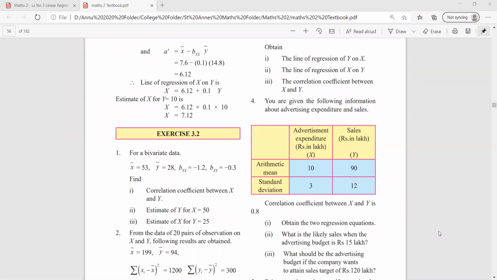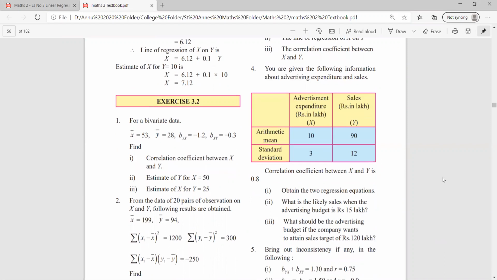So I hope you all have gone through the video which I had put yesterday. That is, we started yesterday with exercise 3.2 and I also gave you some of the important properties and formulas. Today, class, we'll be seeing sums which are based in a tabular form, wherein you will have values of arithmetic mean and standard deviation.